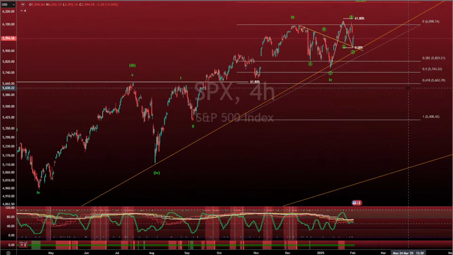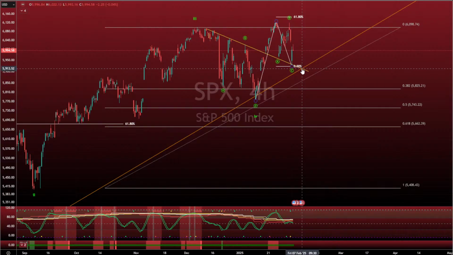So that's why I'm saying that it would be okay for us to retest this level again later this week, maybe Thursday, Friday this week. Getting a good test of about 5,900 would be ideal. That would be a place that I would be interested in adding to some positions.